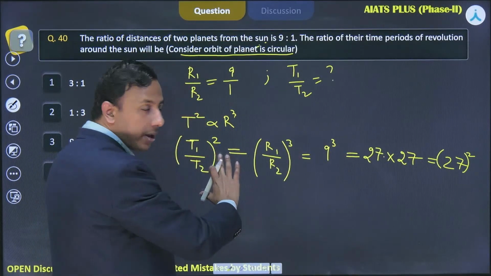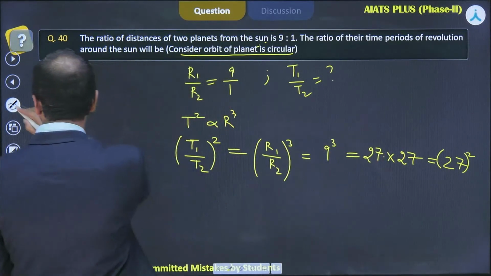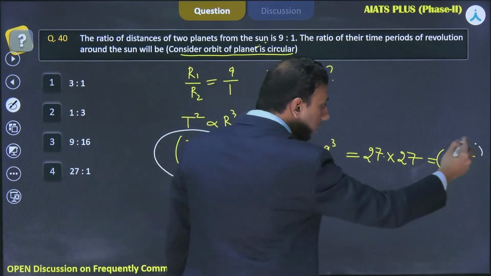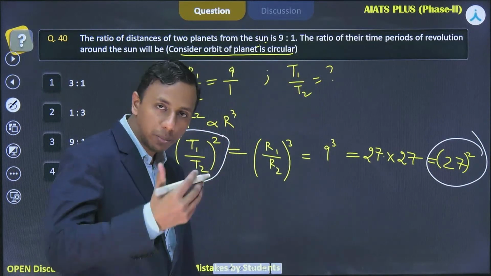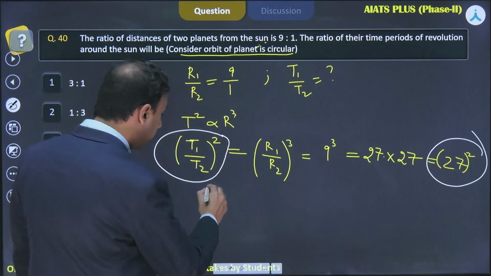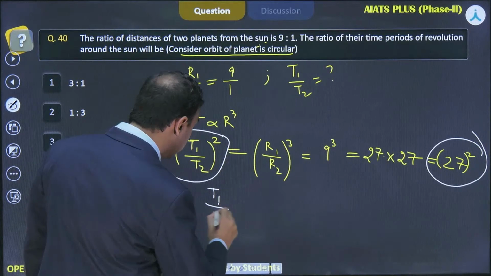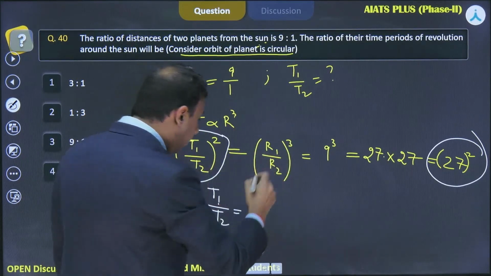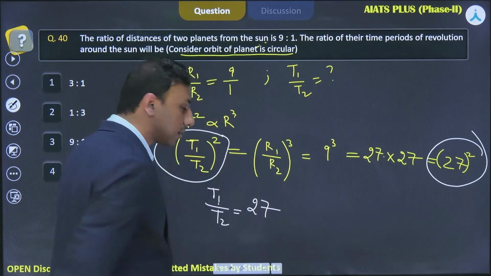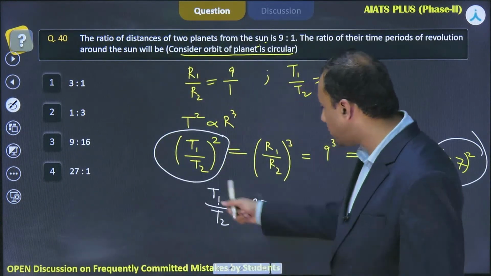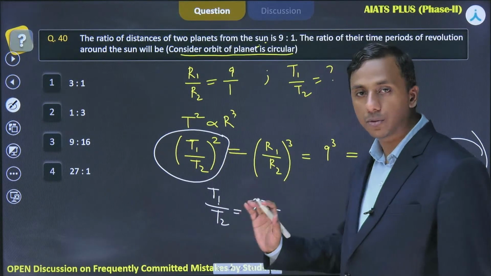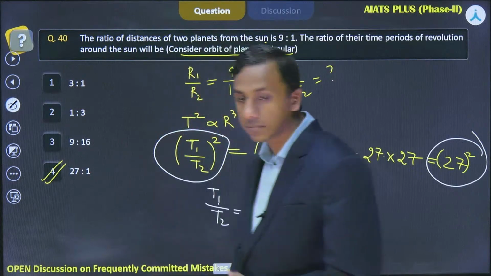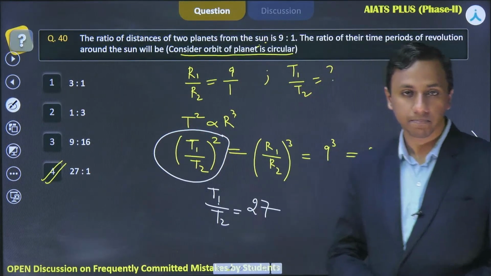T1 by T2 square is equal to 27 square. Isn't it? See this one, T1 by T2 square is equal to 27 square. So what will be T1 by T2? It would be nothing but, take square root both sides, this one and that one, 27 only, right? So what would be the ratio? We would say 27 is to 1. Okay? Very simple this one.